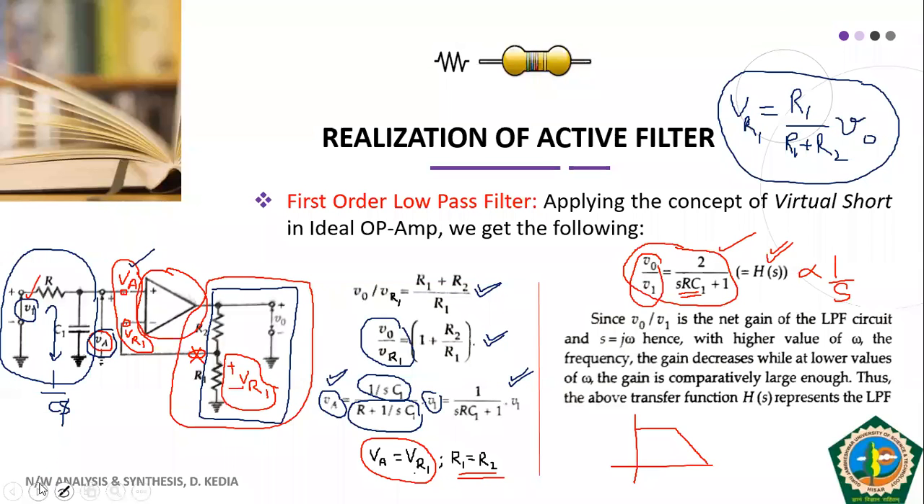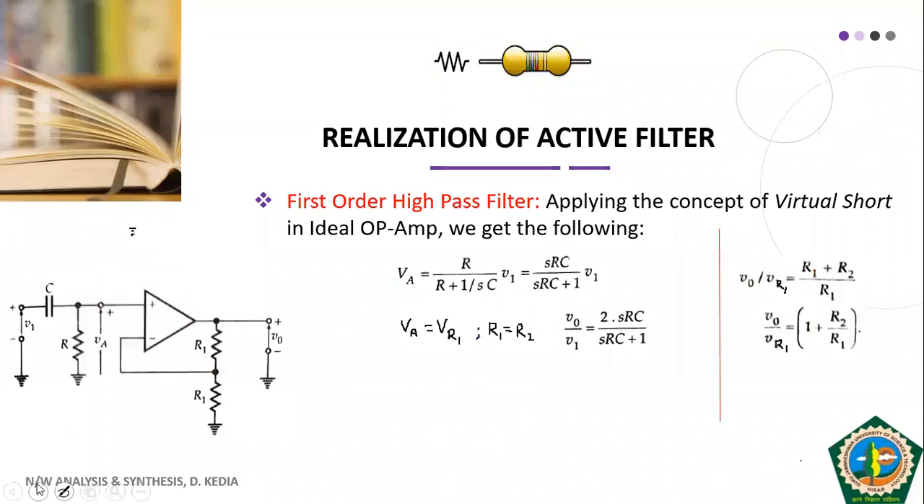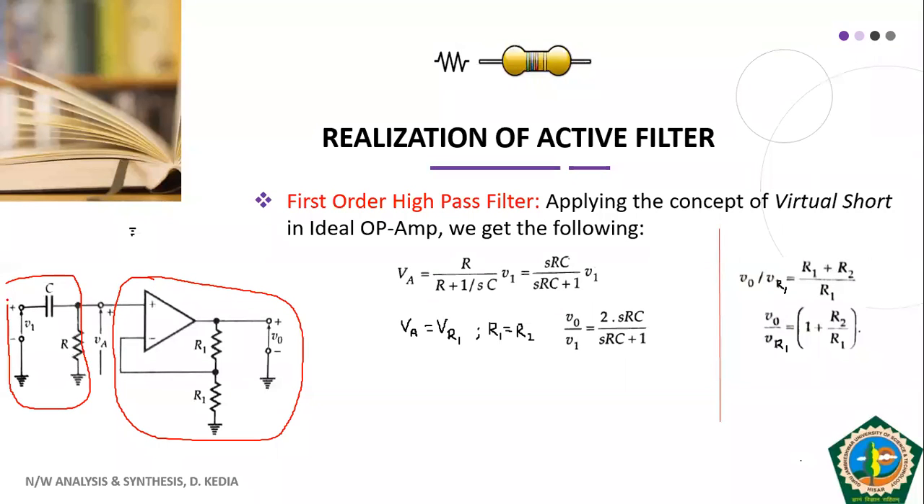So next. This is your first order high pass filter. If you look carefully at this circuit, it is again the same thing: this is your non-inverting amplifier. What we have done is interchange the positions of R and C, and this is nothing but your RC high pass filter. So this is your high pass filter, and this is your non-inverting amplifier.